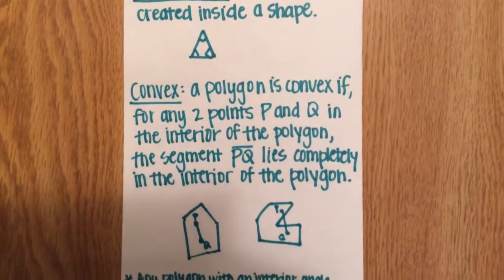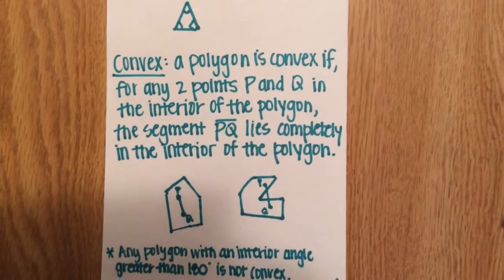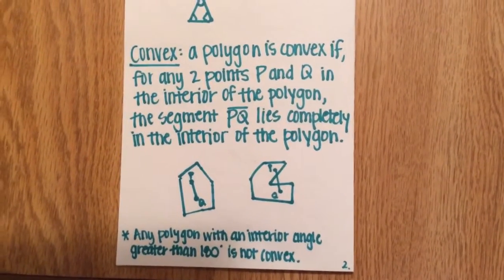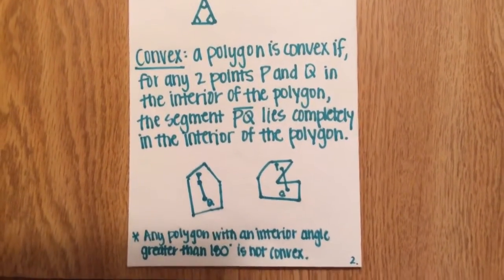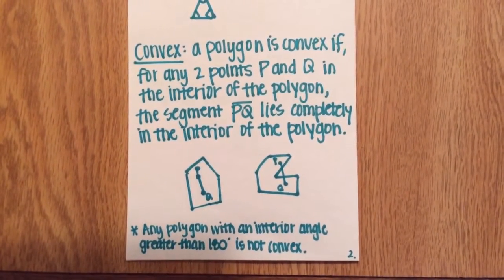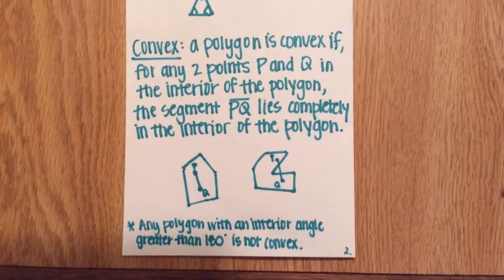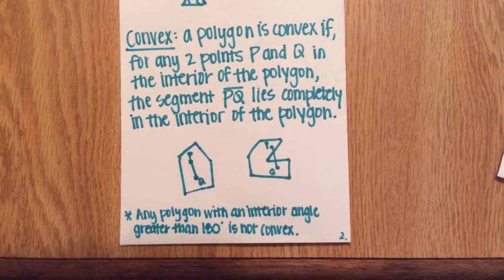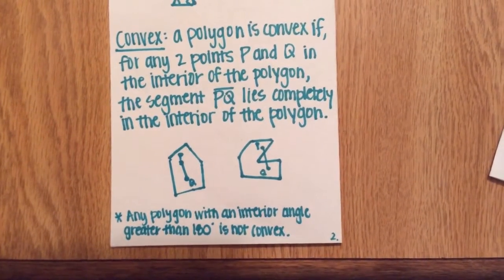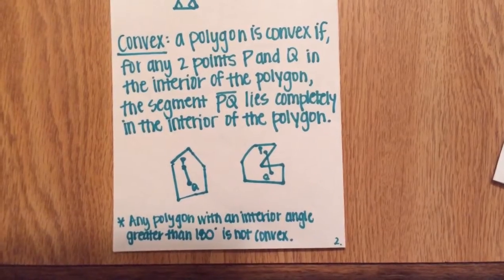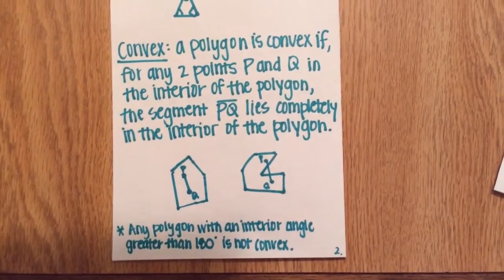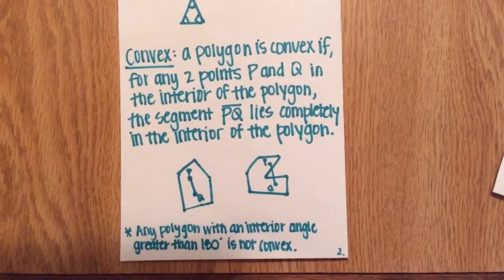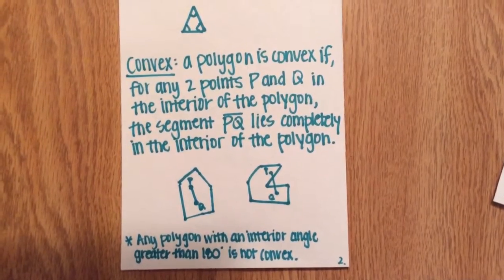Now let's define convex, specifically regarding polygons. A polygon is convex if, for any 2 points, P and Q, in the interior of the polygon, the segment PQ lies completely in the interior of the polygon, seen in the example on the left. Segment PQ is completely inside the polygon, while in the non-example on the right, the segment PQ exits the polygon and returns back into the polygon. That's not allowed. And note that any polygon with an interior angle greater than 180 is not convex.